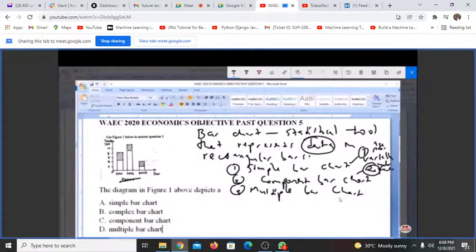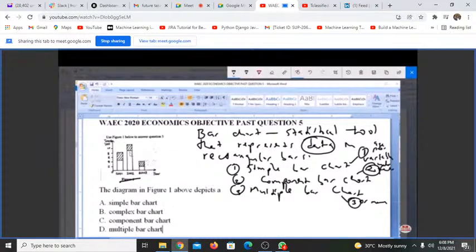Then the third one, which is the multiple bar chart, is when you have three or more variables to represent. So you draw multiple bars for the corresponding parts of whatever you want to represent.